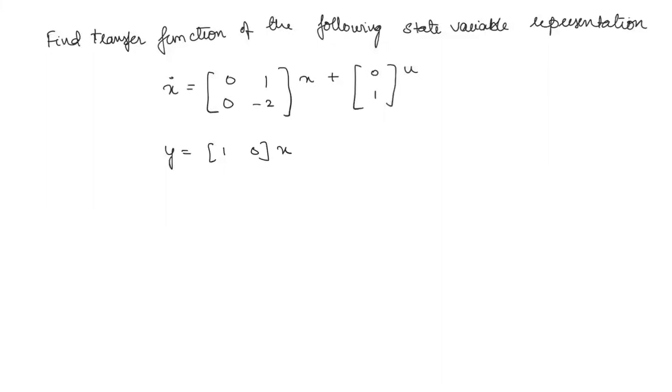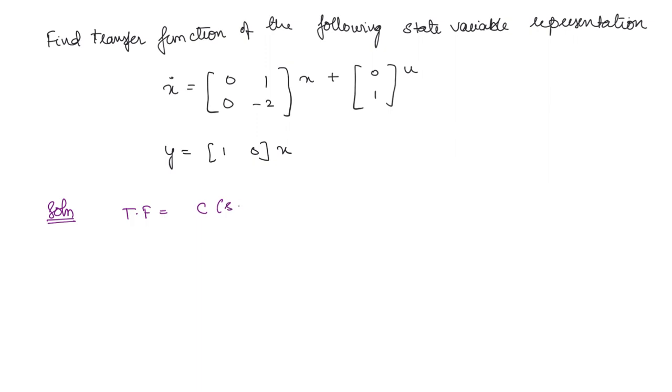Here we will do a question. Find the transfer function of the following state variable representation. X dot is given as this and y is given as this. So we have the state equation and the output equation. How do you find the transfer function? We have found the formula for it.